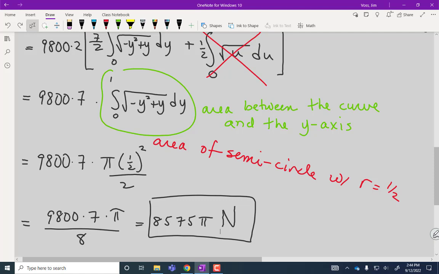Basic concept, which tends to be a little, we don't do it a lot in Calc 1, integrating with respect to y. But it means the same thing as integrating with respect to x. The integral gives you the area between the curve and the axis. So integrating with respect to y gives you this area. Integrating with respect to x gives you that area.